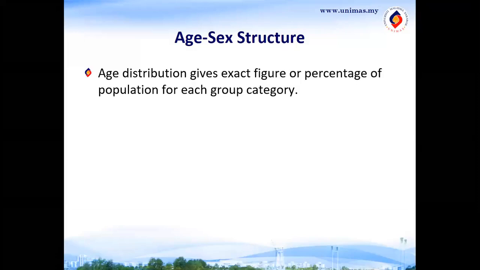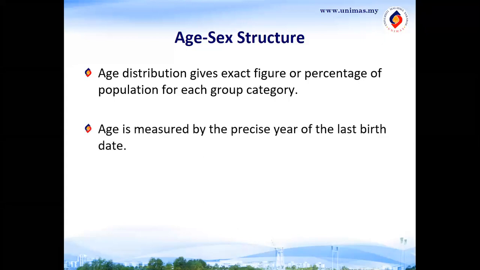The age sex structure is where the age distribution of a population gives the exact figure or percentage of the population for each group category, for both male and female. Age is measured by the precise year of the last birth date. So how do you determine the age? It is measured by the year of the last birth date.